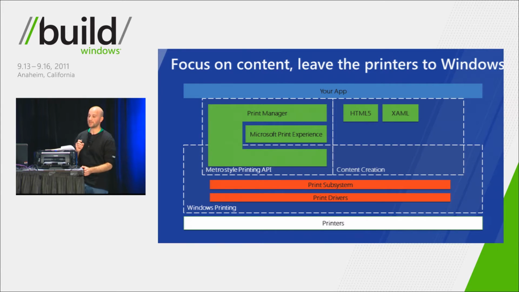Now, Windows has made it easier than ever to generate printed content from your Metro-style apps. If you're writing a Metro-style app using HTML5 or JavaScript, just use the power of HTML to get it done. And if you prefer XAML, we handle that for you as well. So just format the content in the way that's most natural to you. Leverage all the HTML, JavaScript, and XAML knowledge you already have.